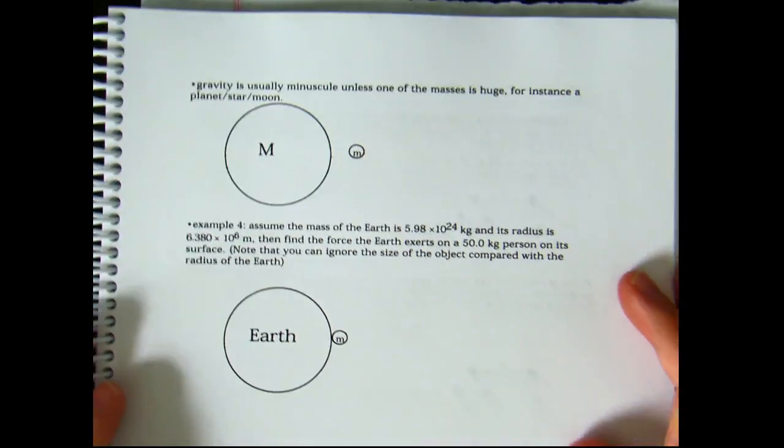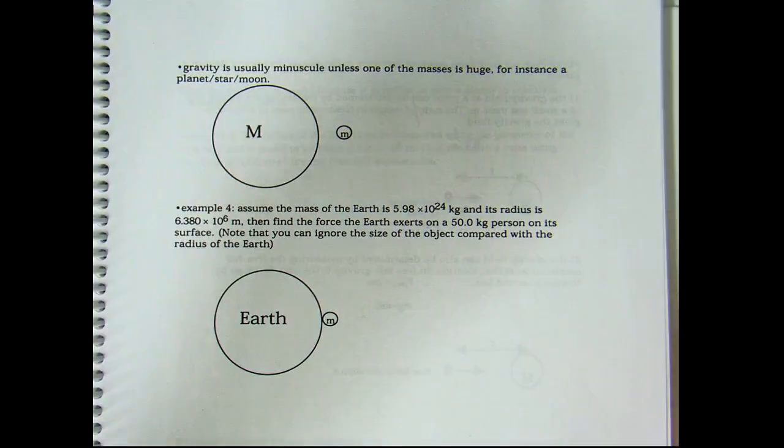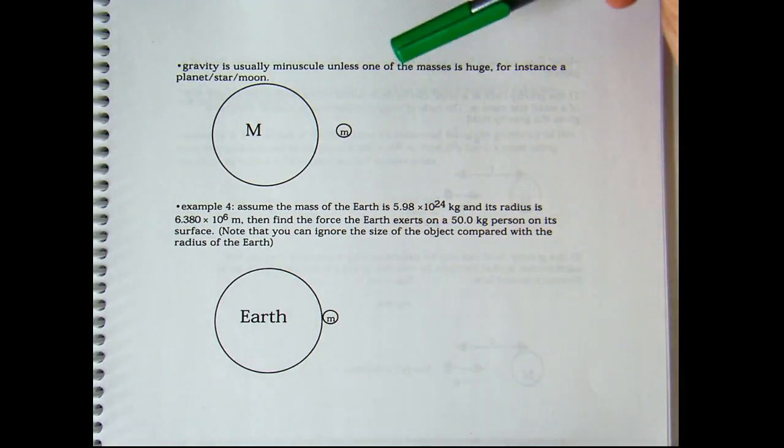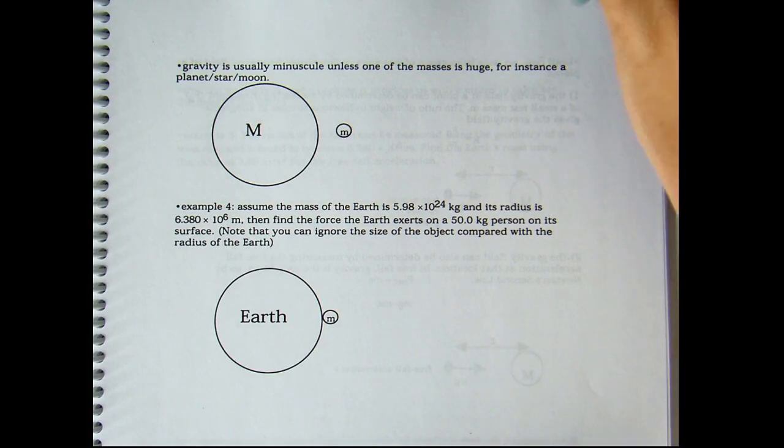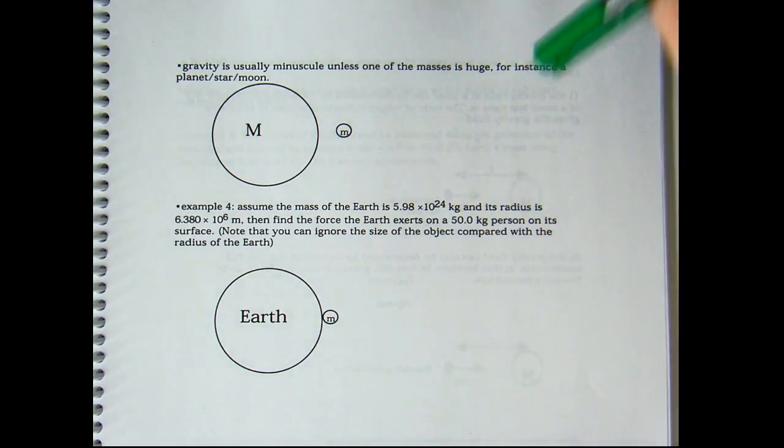So gravity is usually really, really small. We can see that 6.67 times 10 to the negative 11 is a very small number. Unless one of the masses is sufficiently large. As you start to ramp up your mass in kilograms, gravity starts to become really, really noticeable. A planet, star, even a moon. The moon isn't that big, all things considered, but it's big enough to have a pretty substantial gravitational effect.